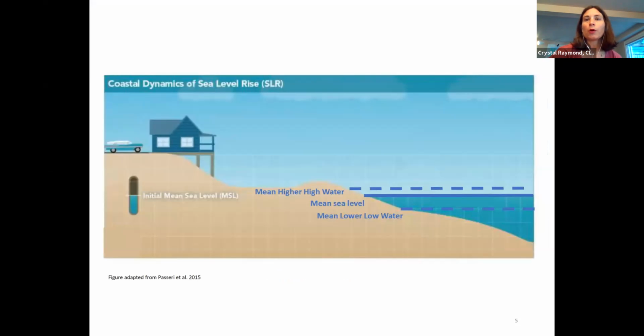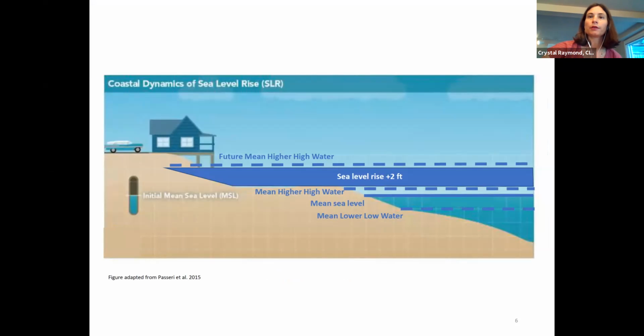And to show you what this looks like in a coastal profile, here would be our current water levels. We have mean sea level. Below that, you have the mean lower low water and the mean higher high water. So that is the daily average high tide for a particular location under current conditions.